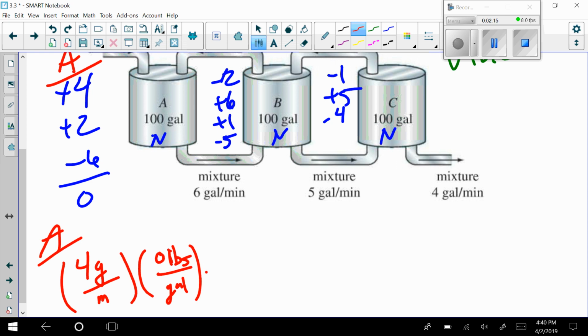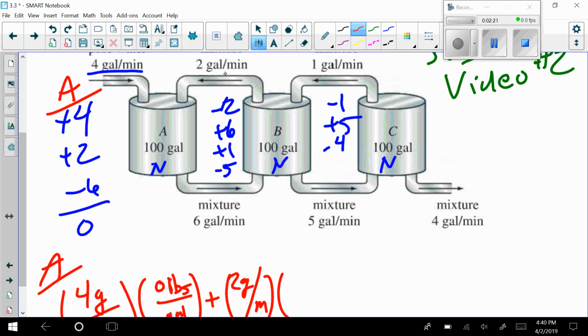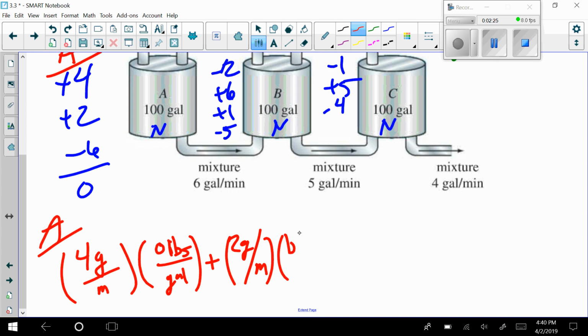It's also getting 2 gallons per minute from, well, where's it getting that 2 gallons from? It's getting it from B. Well, B's amount would be B of T over 100 because it's 100 gallons here. But from now on, instead of putting this T, I'm just going to exclude it, and it'll have to be understood by you that this B is according to time. So I've taken care of the 4, I've taken care of the 2.